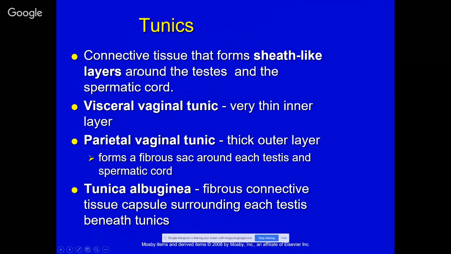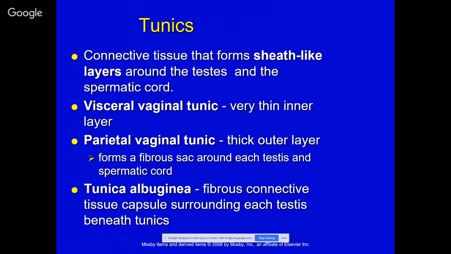Tunics are coverings, and in this case they are connective tissue that form a sheath-like layer around the testes and the spermatic cord. It helps to protect them. There's the visceral vaginal tunic, which is a very thin inner layer. Anything that says visceral means that it covers the organ closely. The parietal vaginal tunic is on the outside. It's the thicker outer layer, and it forms that fibrous sac around each testis and spermatic cord.